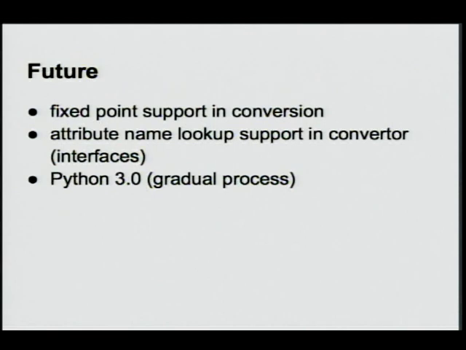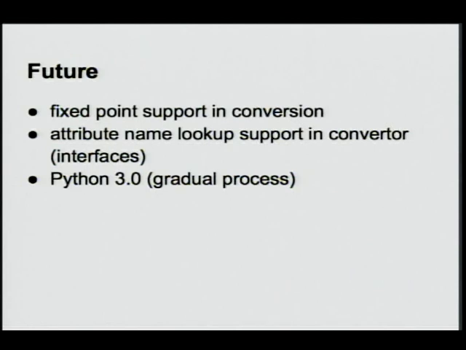Okay, I'm almost at the end of the talk, so let me briefly tell you what I'm thinking about for the near future. I would like to have some kind of fixed point package natively supported in the converter, because fixed point is also very useful, of course, but the support at this moment in Verilog and VHDL is not really adequate, so I think we can do better. I also have to do some more support, for example, for attribute lookup in the converter to support interfaces in a better way.